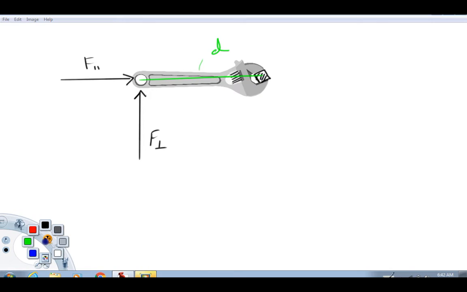Now, here's how moment of force, or what's more commonly called torque, is calculated. Torque is equal to force times distance, but there's an important qualifier. The force and the distance, as per this discussion, have to make a right angle. So whenever you're calculating a torque, you're always looking for a force which is perpendicular to a distance.